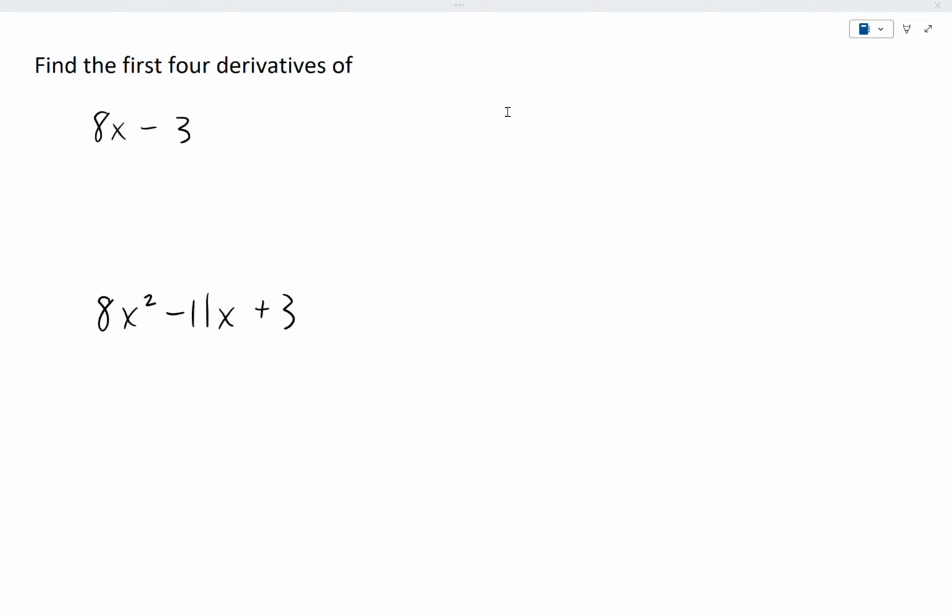Today we're going to be working with the higher order derivatives. So those are the derivatives of derivatives themselves. So right here we have two functions and we're looking at the first four derivatives of these functions. So for the first one here we'll say y is equal to 8x minus 3. In this problem they're asking what's dy/dx, what's d squared y/dx squared, the derivative of dy/dx, and then what are the further derivatives, the higher order derivatives, as you just keep taking the derivative of your derivative.